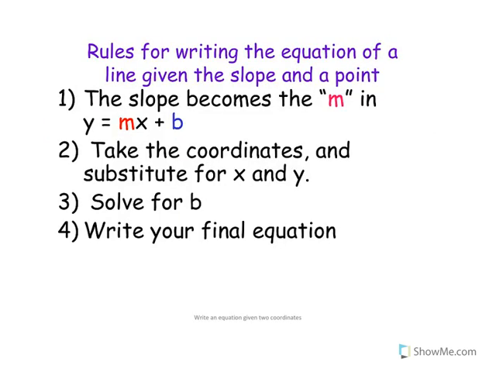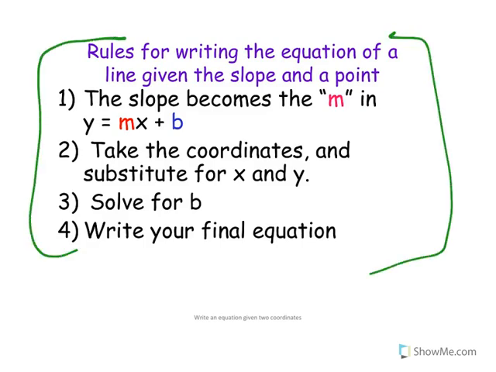What are my rules? Let's get this in our notes. What did I just do? First, I substituted m for the slope. Second, I took the coordinates x and y, and I replaced the x coordinate with x, and I replaced the y coordinate with y. This gave me, of my 4 variables, right? I've got y equals mx plus b, 4 variables. Now I've got 3 of them. I just need to solve for b. And then you write your final equation, right?